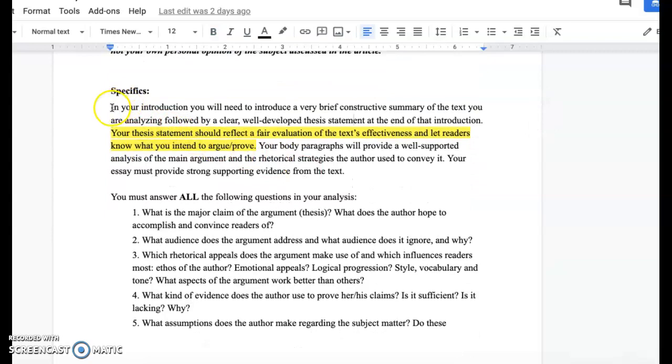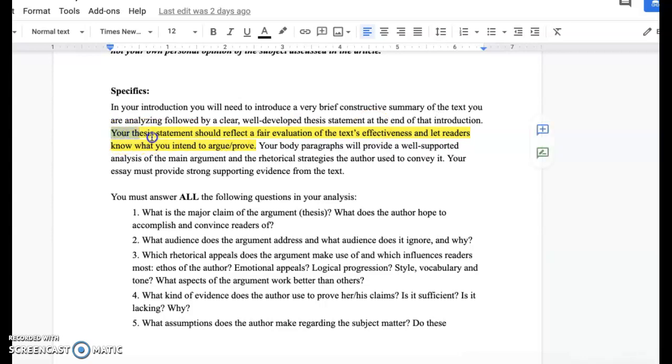But so the specifics. In your introduction, you will need to introduce a very brief constructive summary of the text you are analyzing, followed by a clear, well-developed thesis statement at the end of the intro. So yes, you do need to tell me what the main argument is in the intro. However, you're not going to keep summarizing in depth, right? Your summary should always just be brief to give me, or your reader in general, the context of what you're looking at or thinking, but not where you're only summarizing.